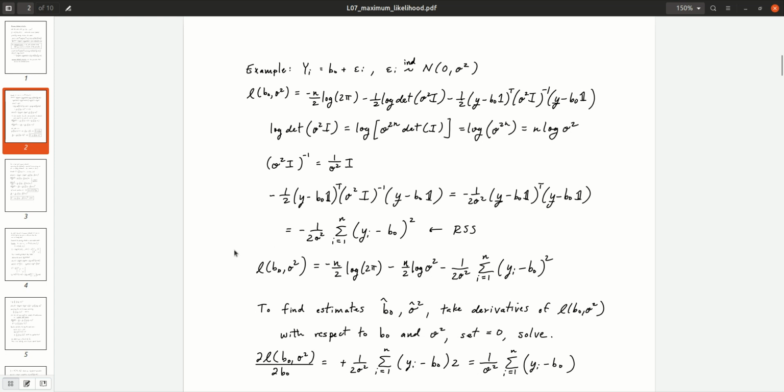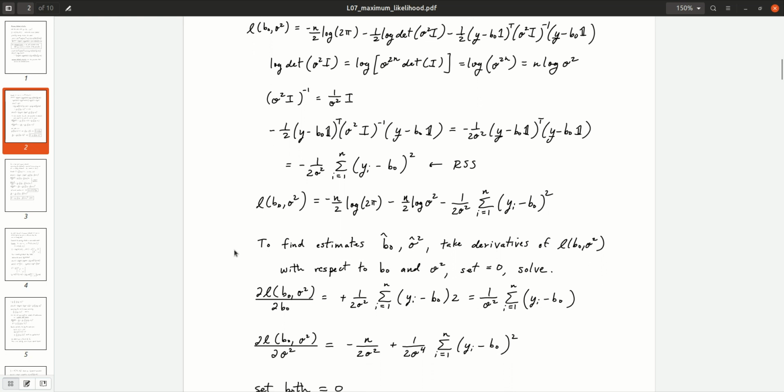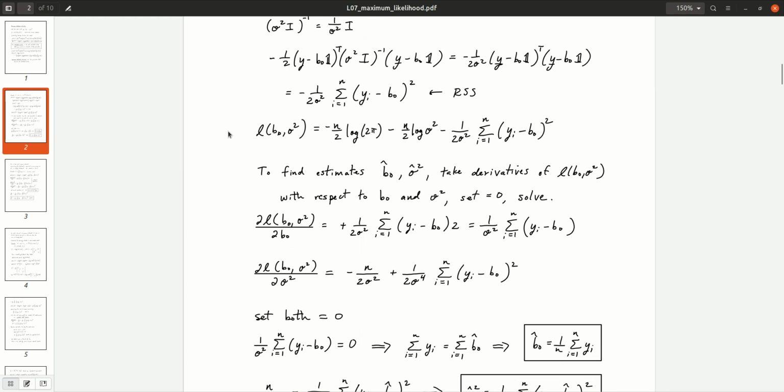Now to find estimates of the two parameters here, b0 and sigma squared, we take this log likelihood function. Remember that if you want to maximize the likelihood, that's the same thing as maximizing the log likelihood because there's a one-to-one transformation between the two. So we're going to maximize the log likelihood because it's more convenient to take derivatives after you take the log, because all the terms separate here. So let's do that. Let's take partial derivatives of this log likelihood function with respect to b0 and sigma squared.